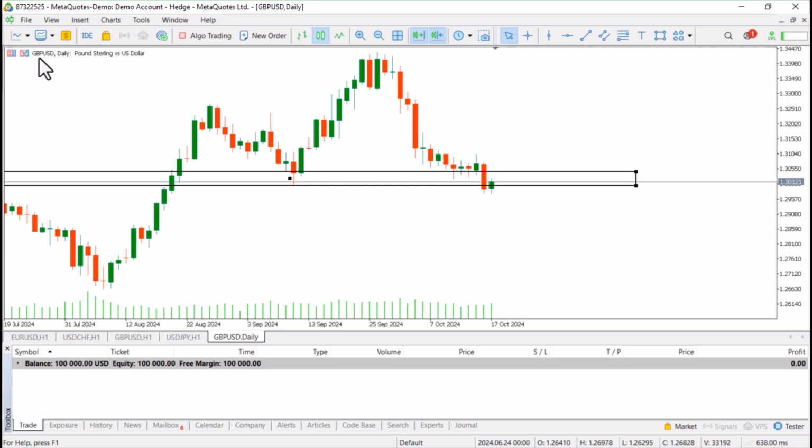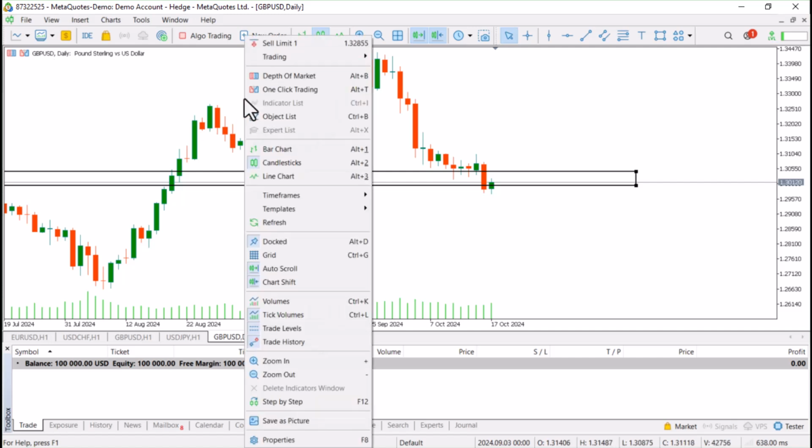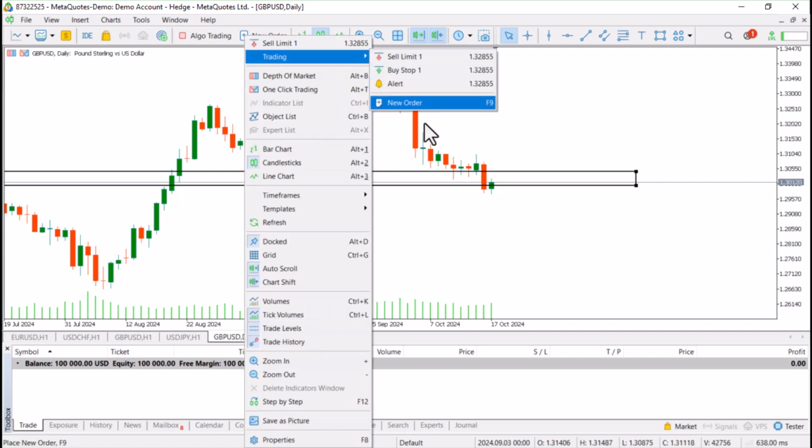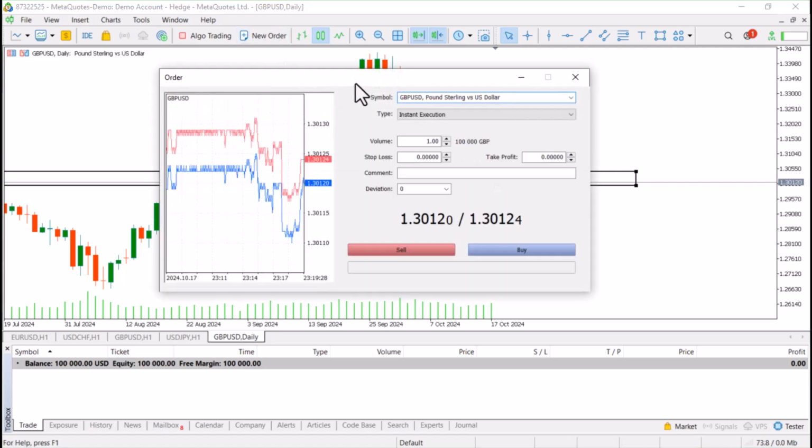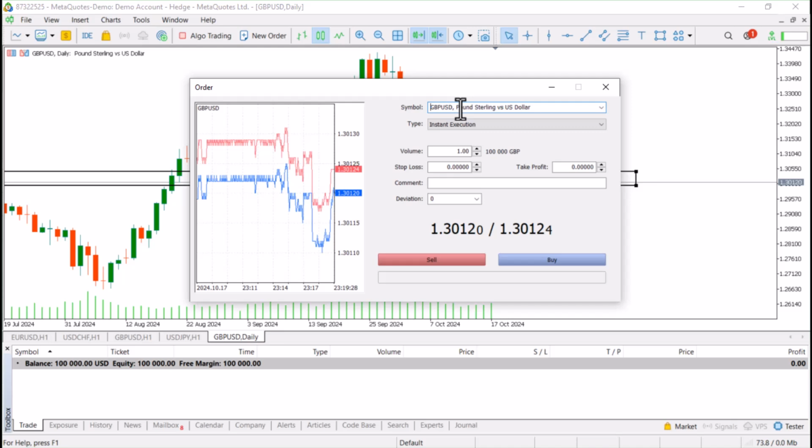At the top left corner of our screen, we can see we have British pound sterling paired against the USD. Once we right click and select trading and then new order, or just place your cursor on the new order and go to the order window, you need to make sure that your symbol corresponds to what you have at the top left corner of your screen.